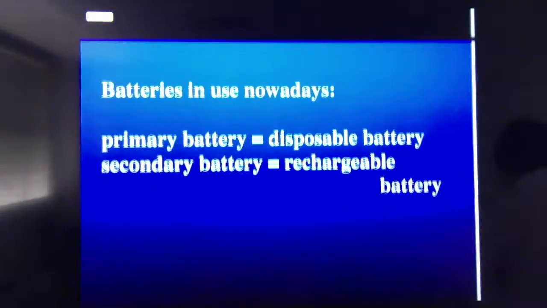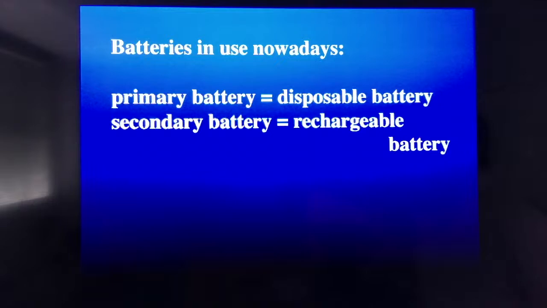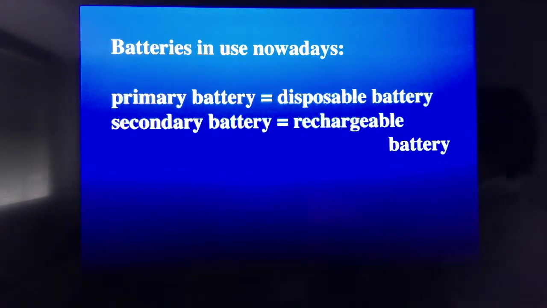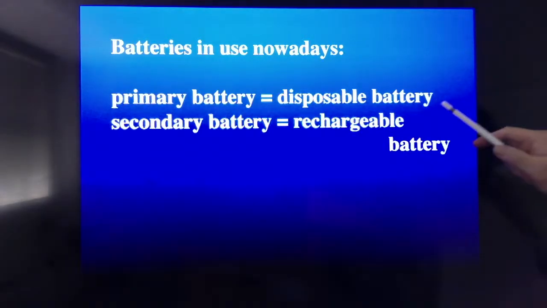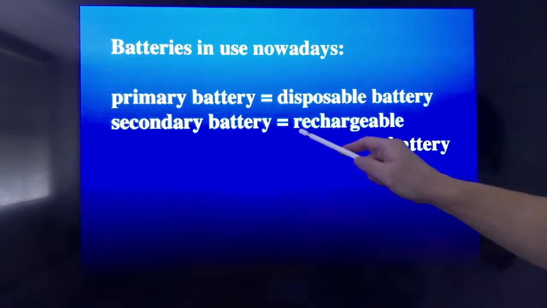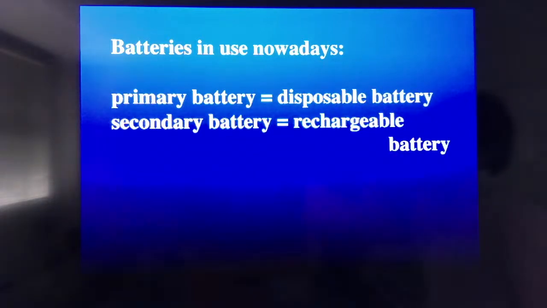Batteries in use nowadays, as I told, and this is the type of batteries. This is a new word, maybe quite new for you. There are two types of battery, primary battery and secondary battery. A primary battery you can use just once. That means a disposable battery. Disposable means you use it once, and after that, you throw away that battery. Secondary battery equals rechargeable battery. These are specific words for battery science.